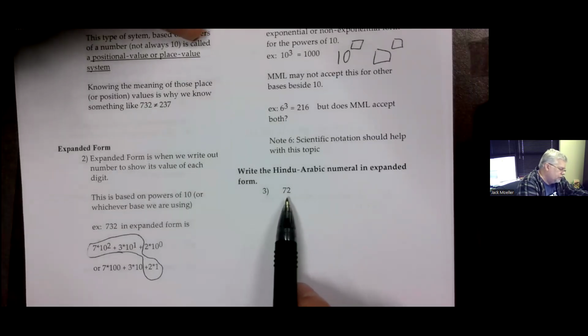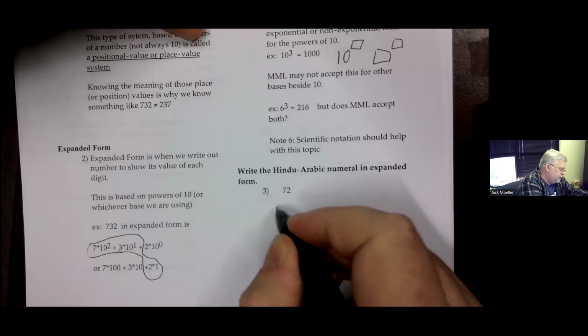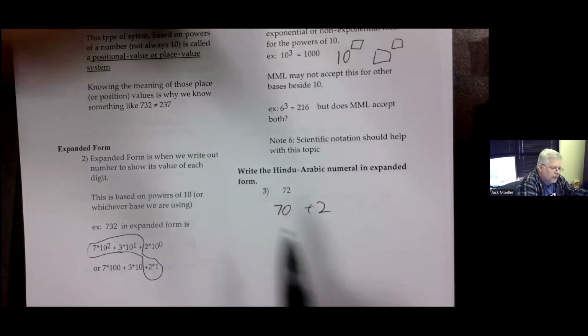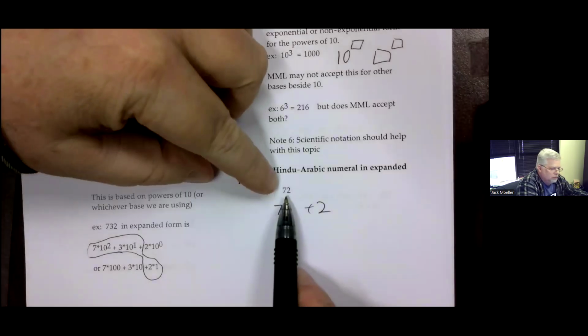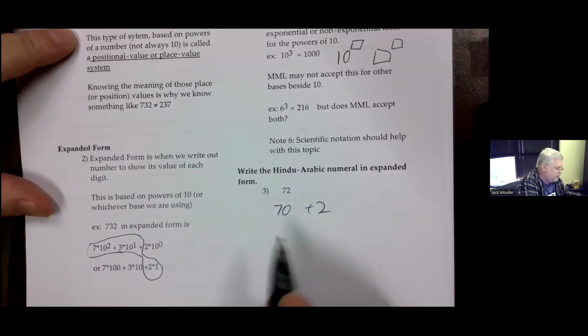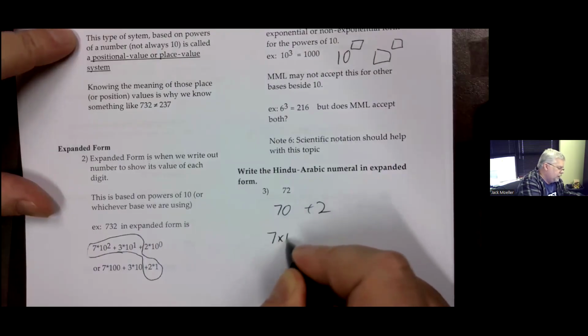So write 72 in expanded form. Well, 72 means 70 plus 2. So that's the first part of the expansion. And so now we have to write it in powers of 10. So we can't write 70. What we need is 70 times 10.